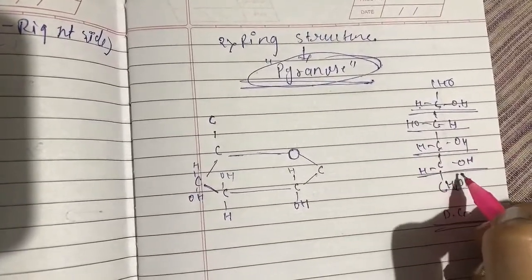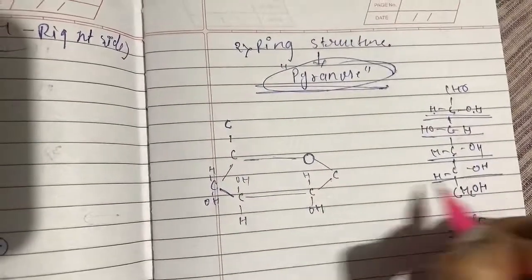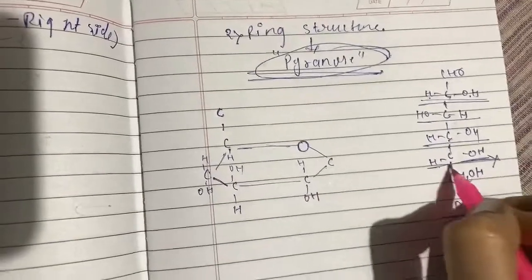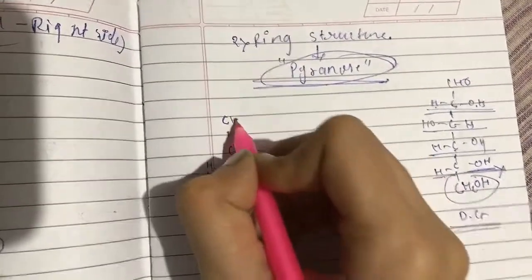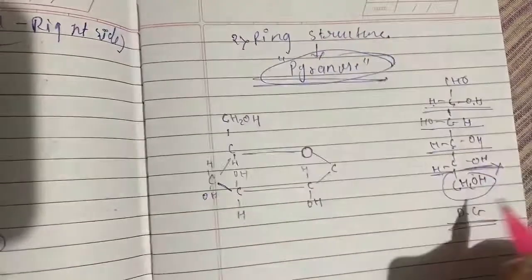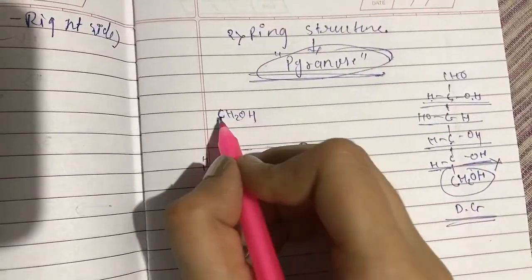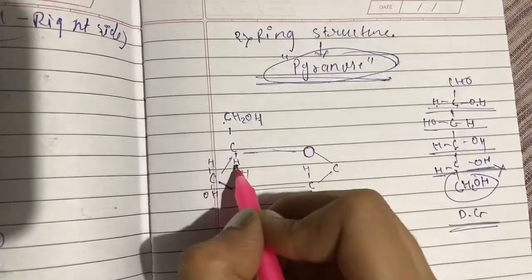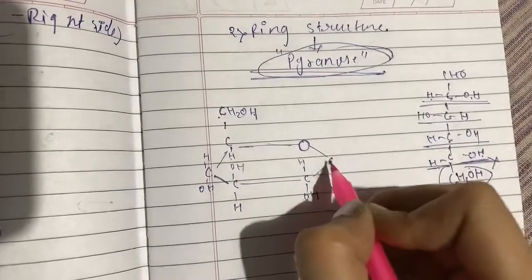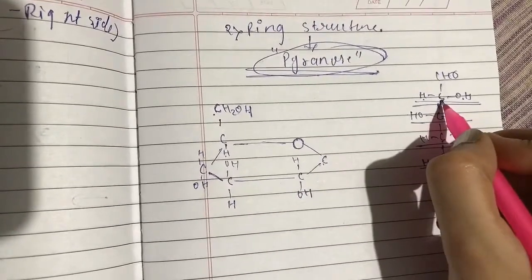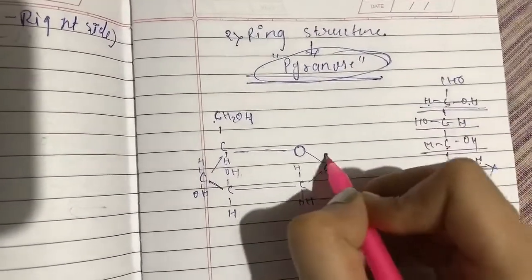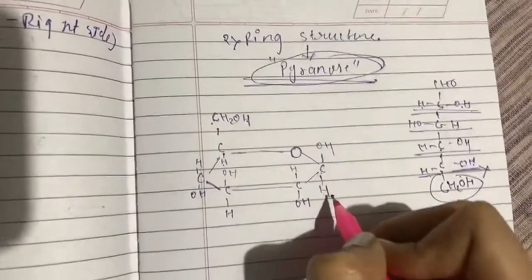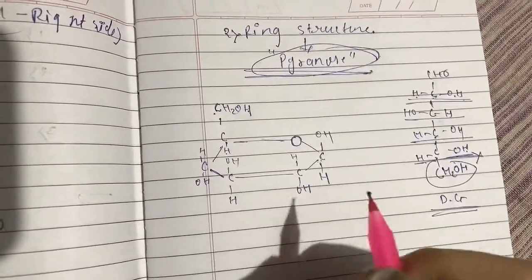Now comes fifth carbon. On the fifth carbon, we will not place OH. We will first place H, and then we'll place CH2OH over here, because this is our sixth carbon. So we will be placing CH2OH over here, and on the fifth carbon first we will place H. Now what remains? OH. So this is our first carbon. What does our first carbon contain? An H and OH group. So we will place OH over here and H over here. This is the structure of glucose pyranose.